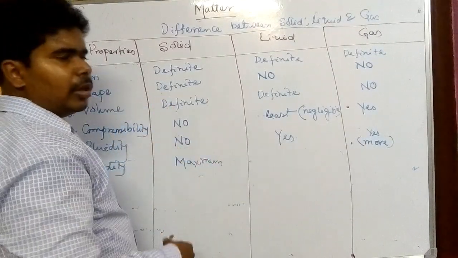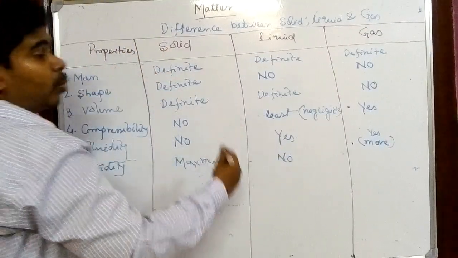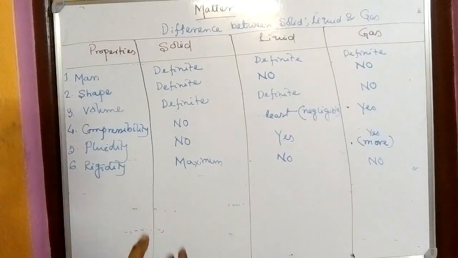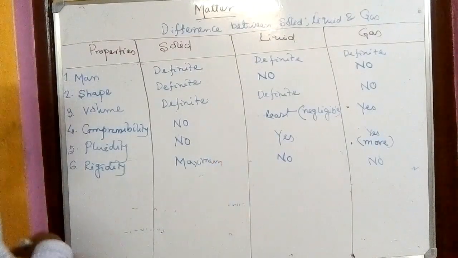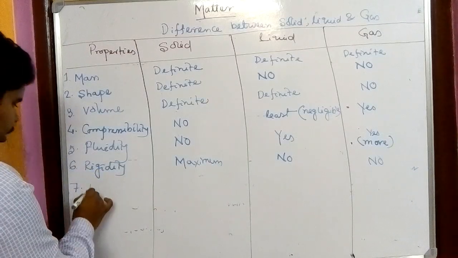If I am going for liquid, the rigidity is not there, no rigidity. If I am going for gas, oh no, it is not possible. For gas, there is no rigidity. Now I have to come to the next one. It is a very interesting thing, that is called diffusion.